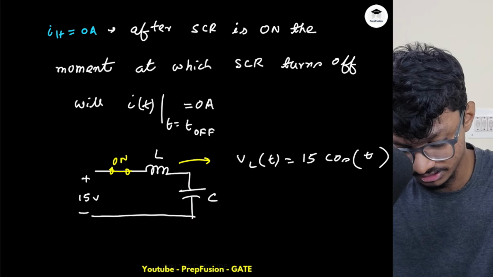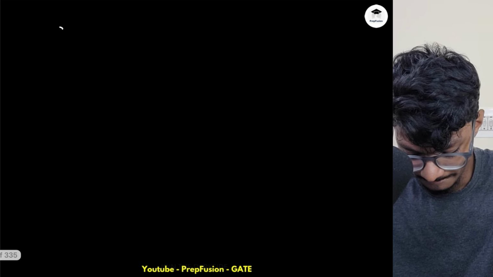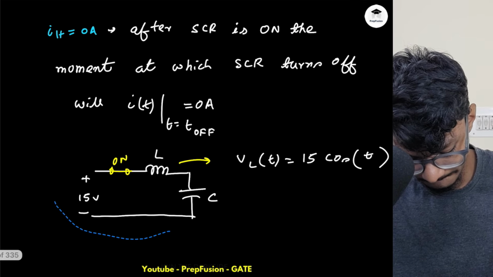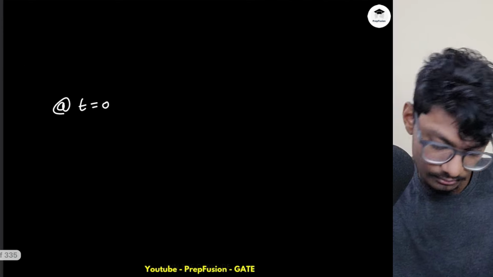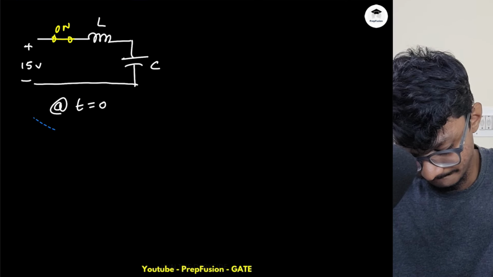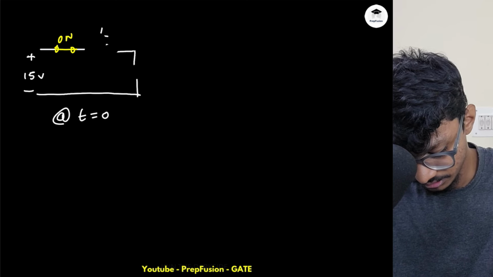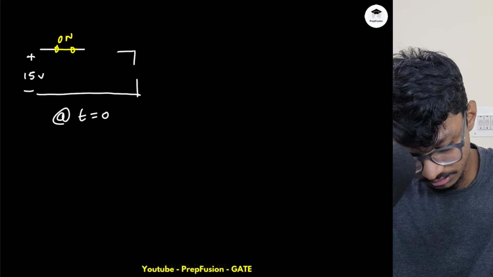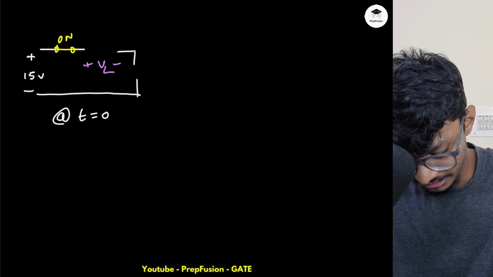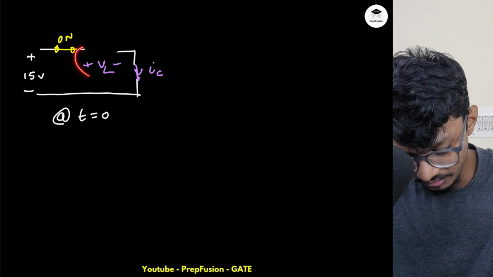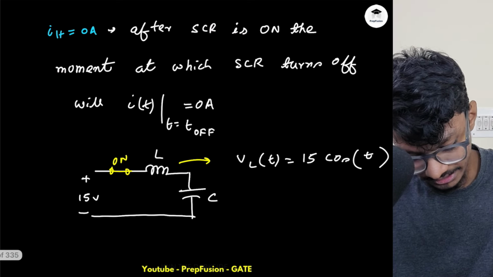Because this will be short circuit at t equals 0. I will just draw the circuit at t equals 0. This will be short circuit and this will be open circuit, right? So this will be VL, and this will be short circuit, this will be IC. So VL will be totally 15 volts. That's why I can write this in terms of cos.